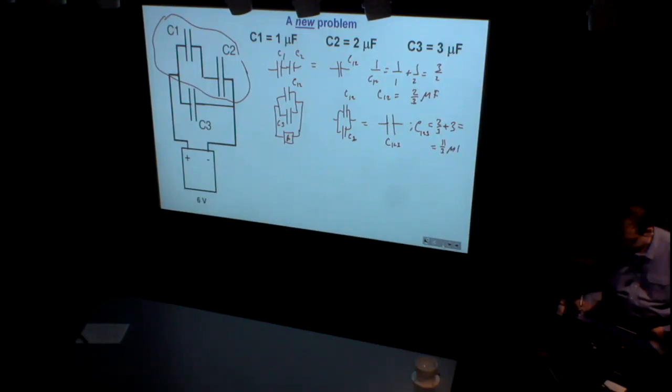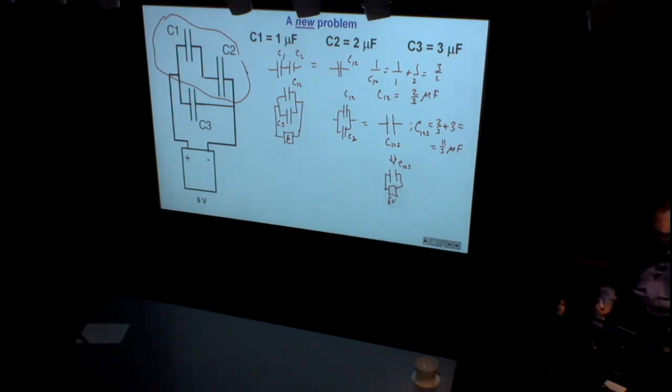3, 9, 11/3 microfarad. Okay. And this will be our equivalent circuit now. The battery and the capacitor. Finally, when we have only one capacitor left connected to a battery, we can start calculating other things.